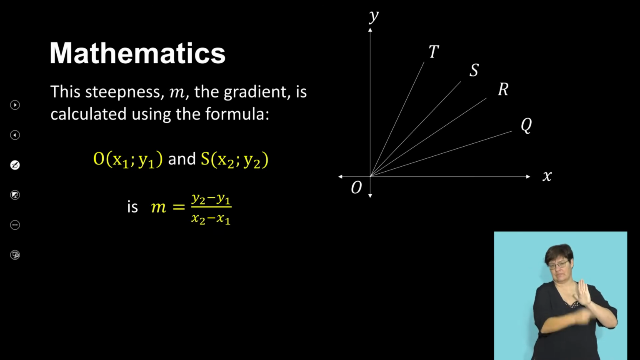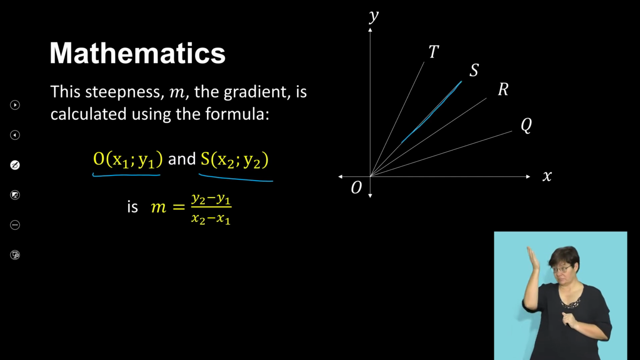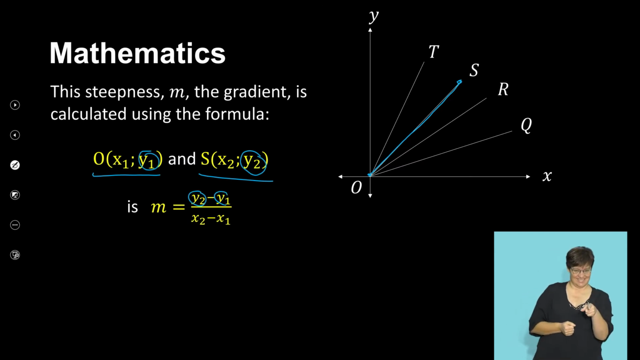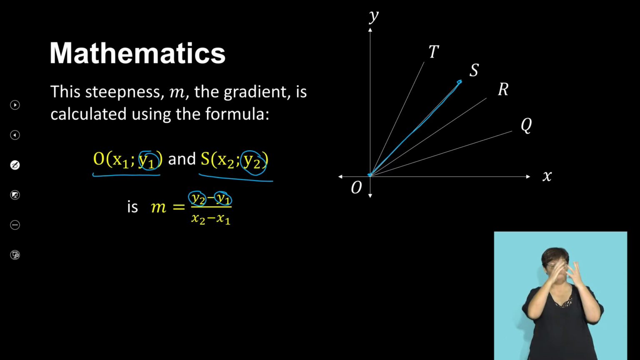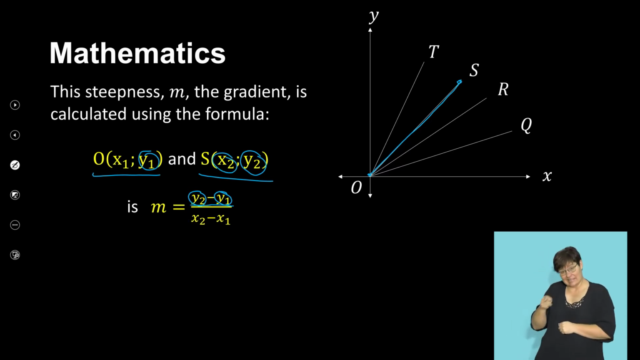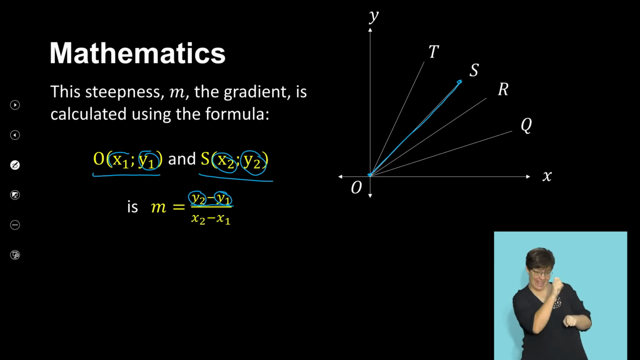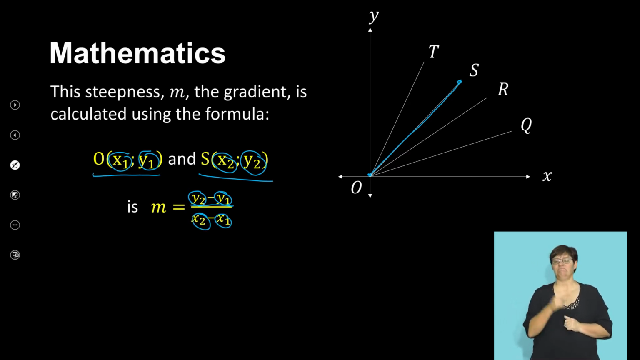The formula for the steepness of a graph, the gradient of a graph, that'll give the number which is the steepness of the graph, is this. If I've got 2 points, O and S, working out the steepness of this line, I would take the y value of the second point and subtract the y value of the first point. Then I would divide all of that by the x value of the second point minus the x value of the first point. That will give me a number that describes the steepness of a graph. Awesome. So let's jump into some examples.